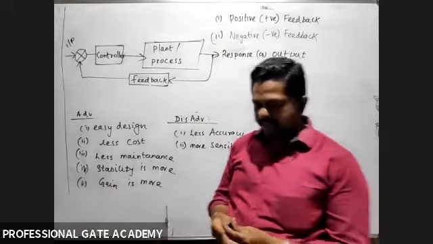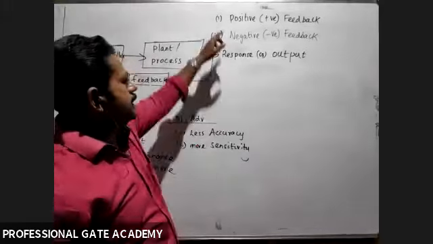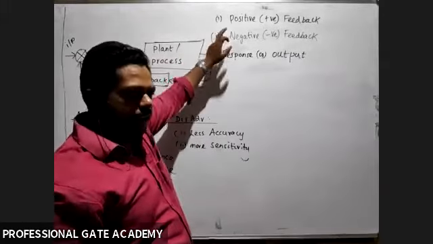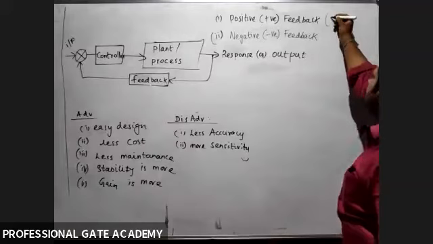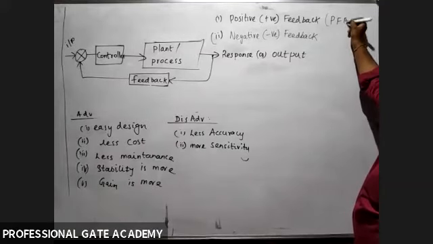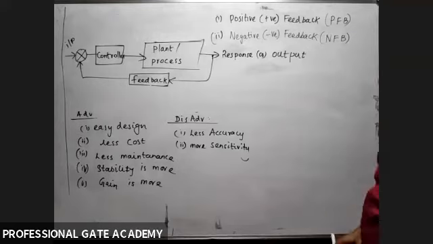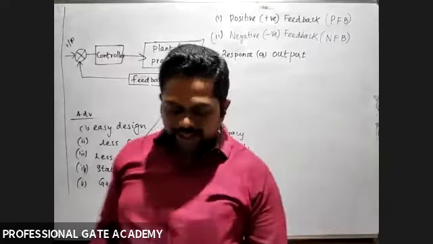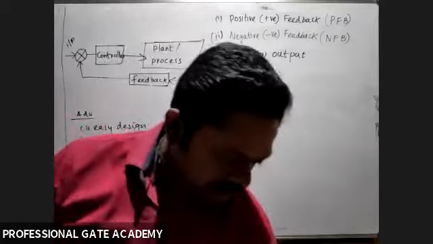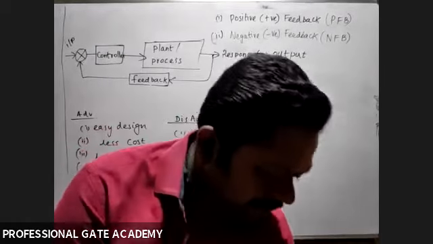So we have two types of feedback, positive feedback and negative feedback. Here, after positive feedback, I will write the short form, PFB. How will you write negative feedback? I will write NFB. That is the short form. So positive feedback and negative feedback.